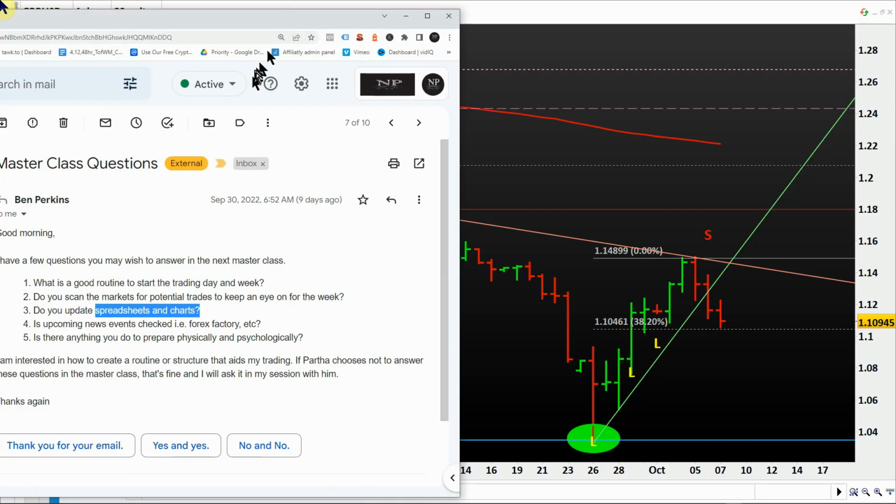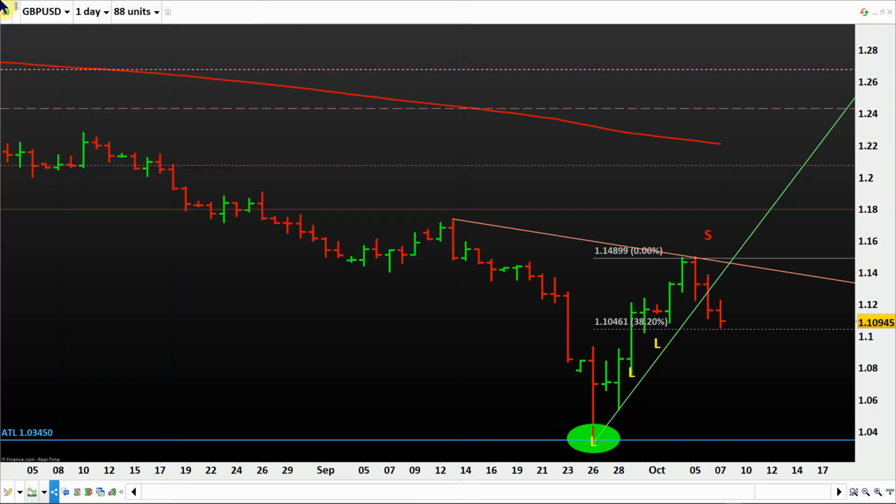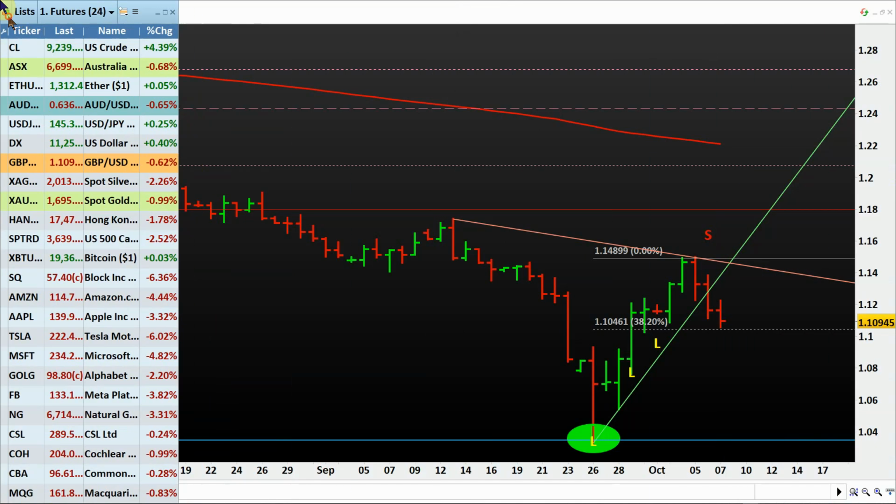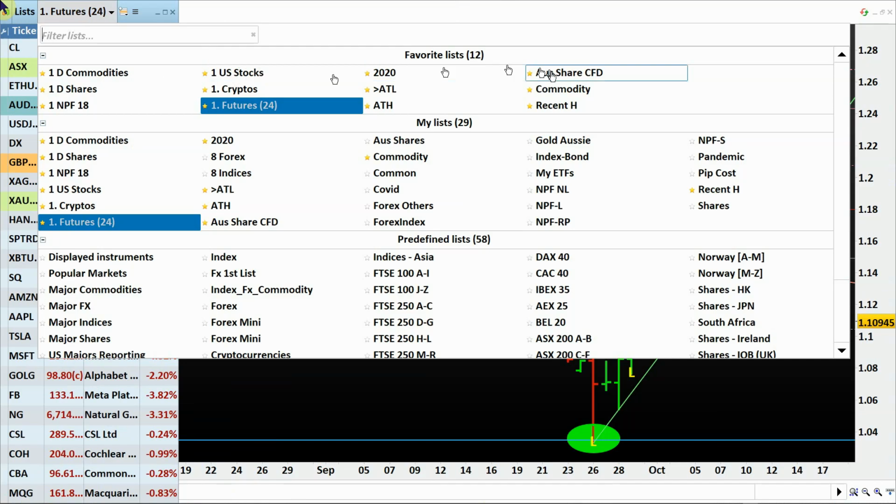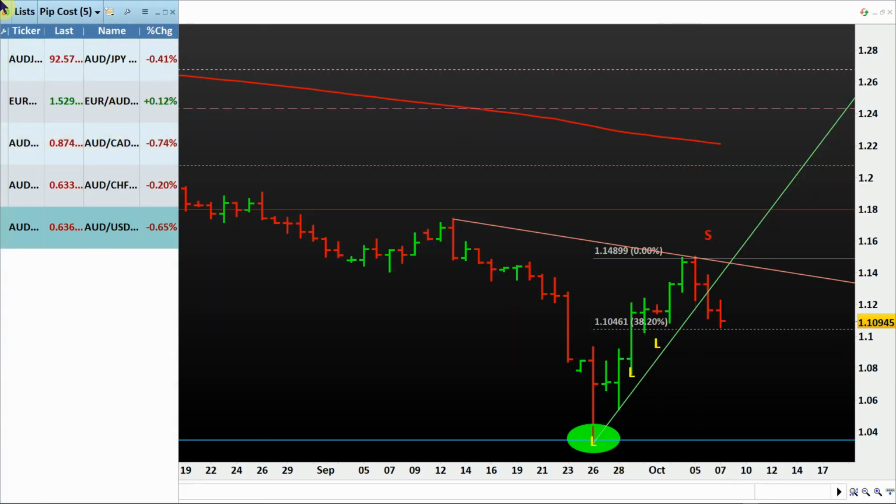Now updating the spreadsheets is very important. Updating the spreadsheets is required 100%, because we need to go to the pip cost. This is the pip cost. And how to update the journal, this is the only thing which we do on the journal: update the pip cost.